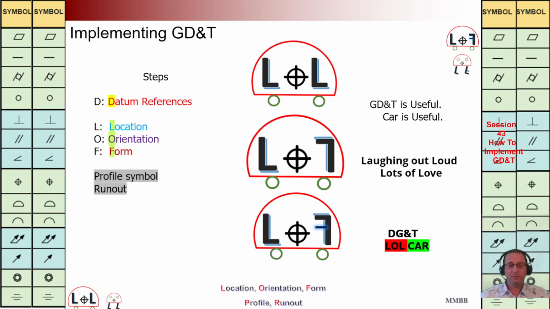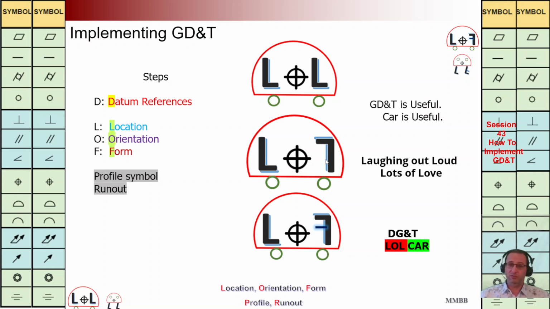Today we're going to talk about how we can implement GD&T for a component. We need to follow several steps that are listed here. First, we need to define datum references, and then we are going to implement location, orientation, and form, and in case we may need to use profile symbol and runout.